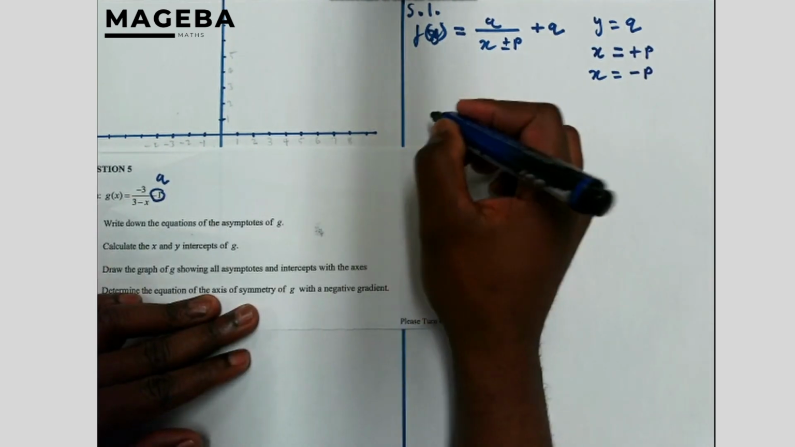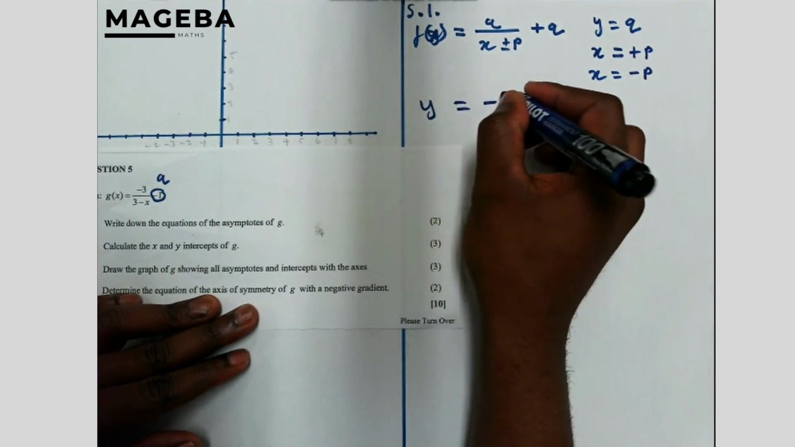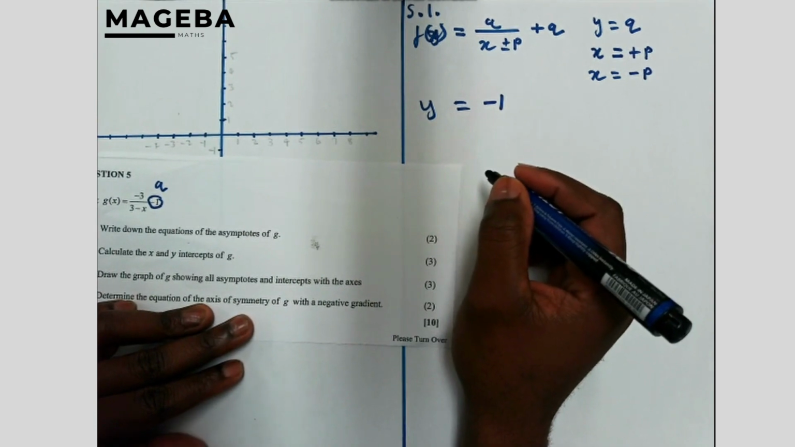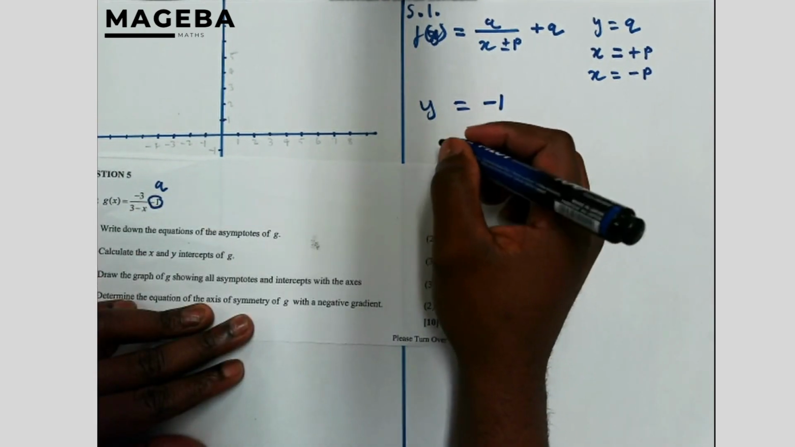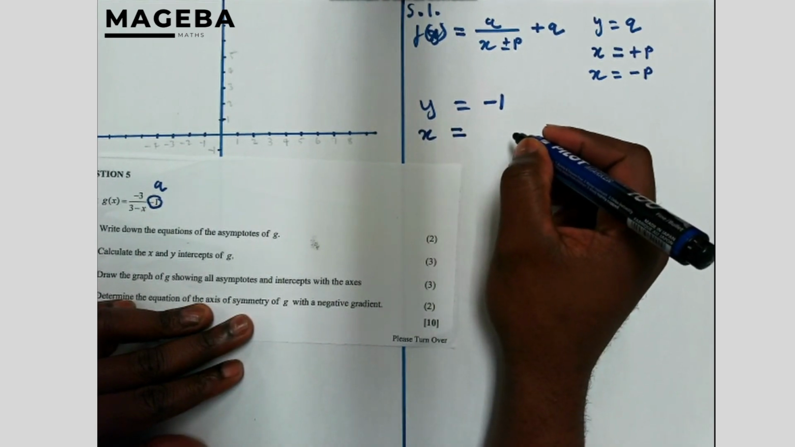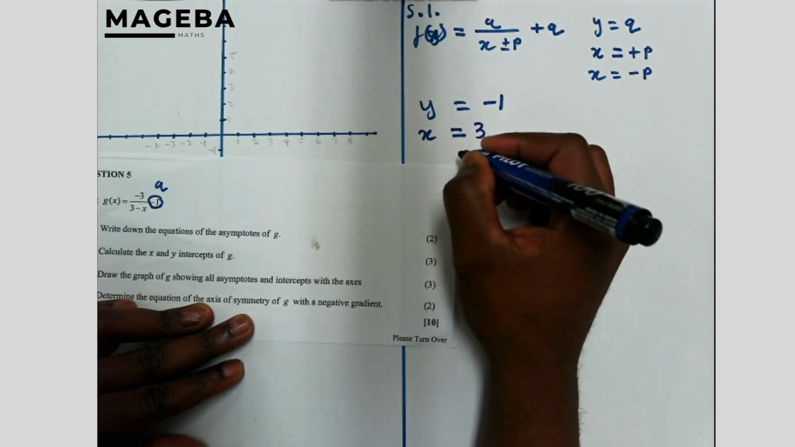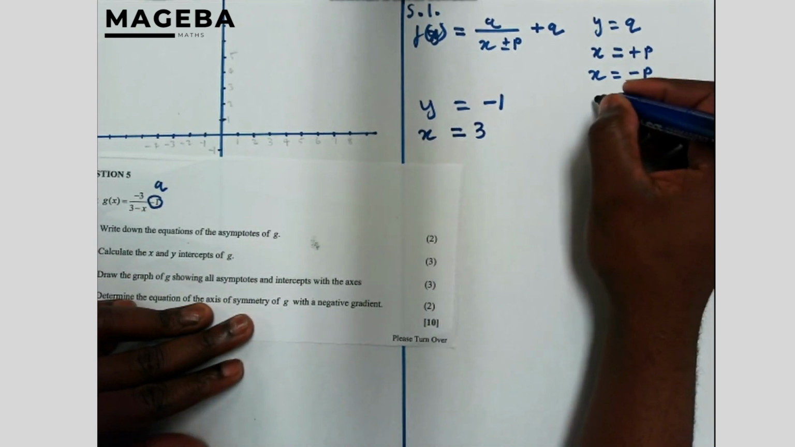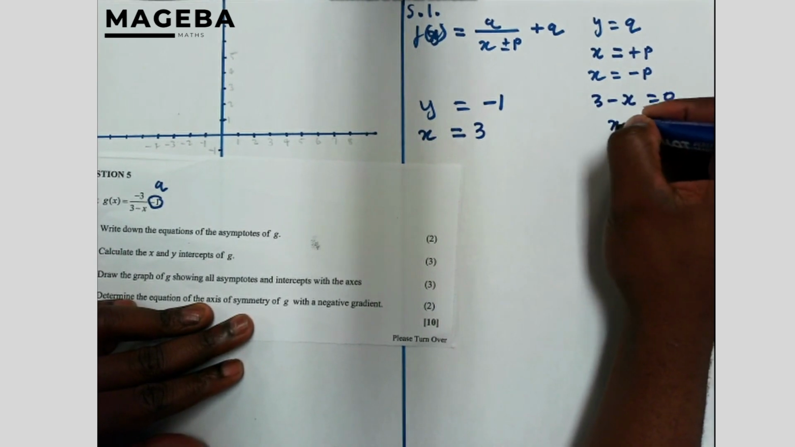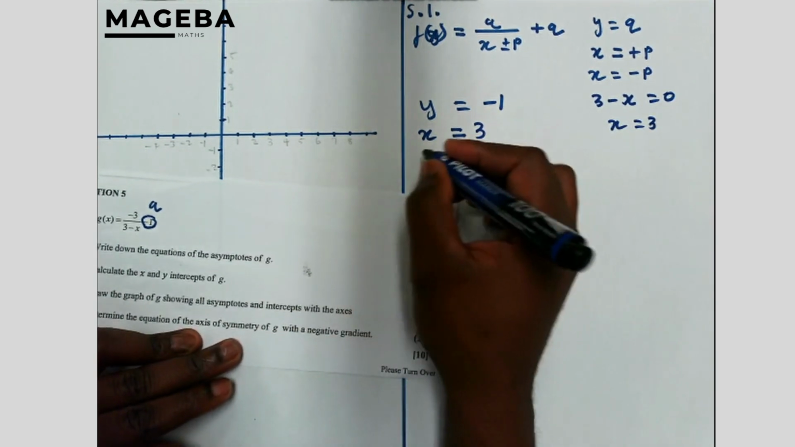Now from this one 5.1, our y asymptote is y equals -1. We always take the number with its sign, and the sign doesn't change for the y asymptote. But for x, my asymptote is equal to 3. From here, we take 3 minus x equals 0, take x to the other side, it's just x equals 3. Don't get confused.